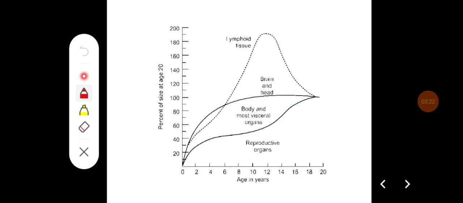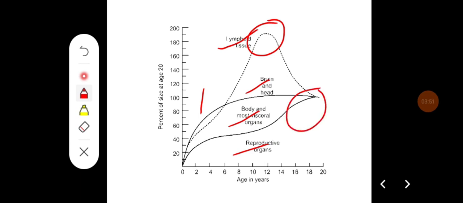So this is a diagrammatic representation of the pattern of development of different tissues, that is lymphoid, brain tissue, the body visceral organs and reproductive organs. The peak of lymphoid tissue occurs at the age of 12 years, whereas brain tissue grows in early infancy. Then the body visceral and reproductive organs mainly have their growth peak at puberty.